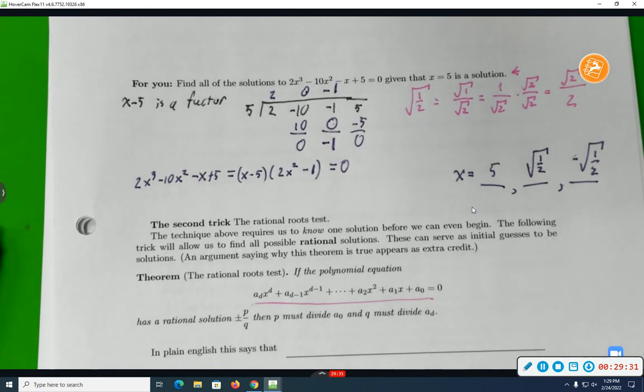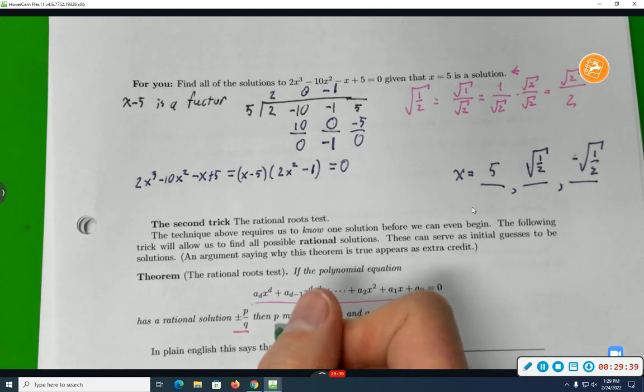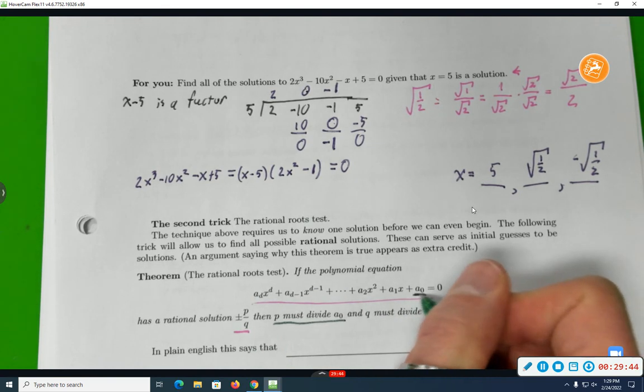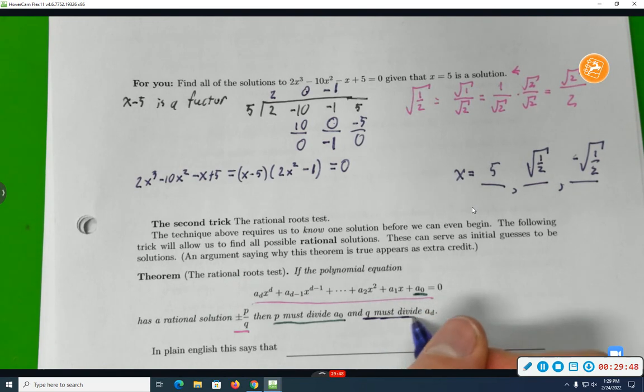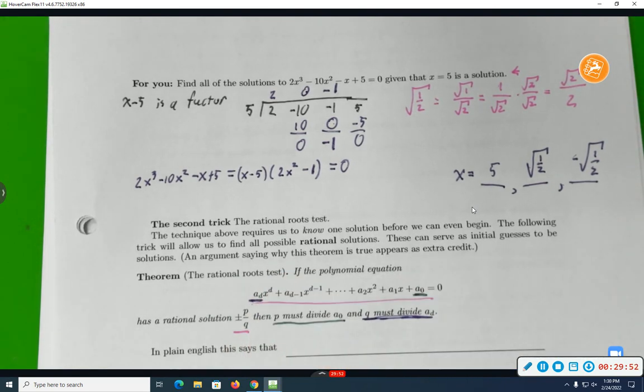If that has a rational number as a solution, something that looks like p over q, then, color code a little bit, the numerator p must divide a0, the denominator q must divide the leading coefficient a sub d. So let's just write that out in plain English.